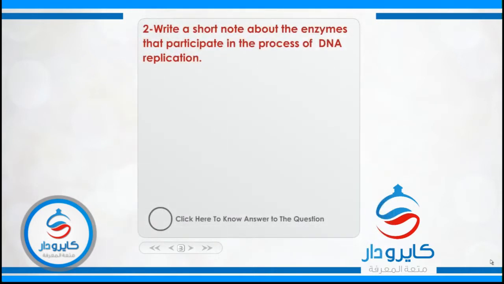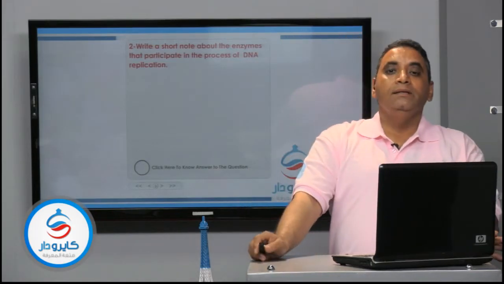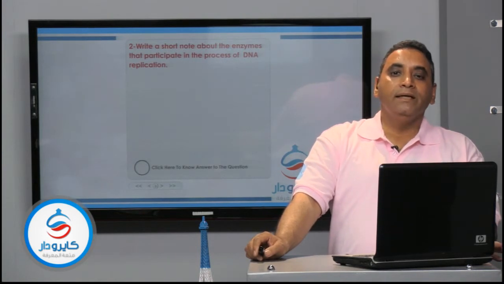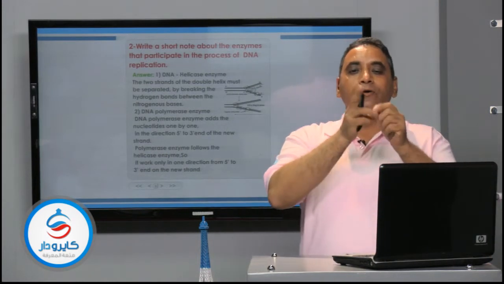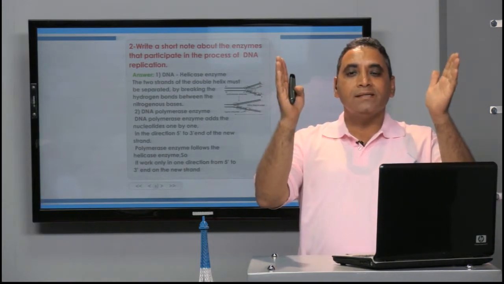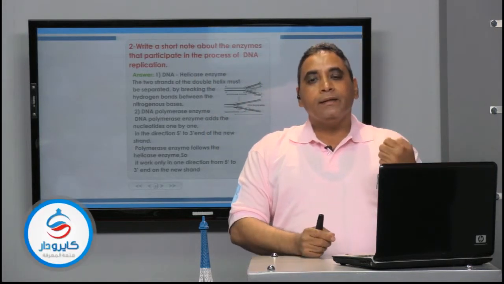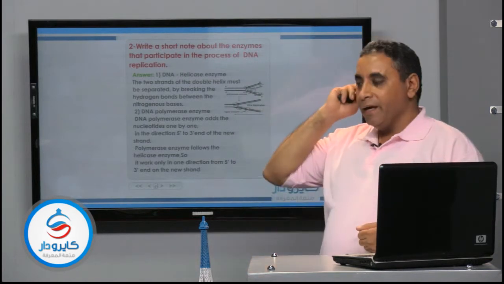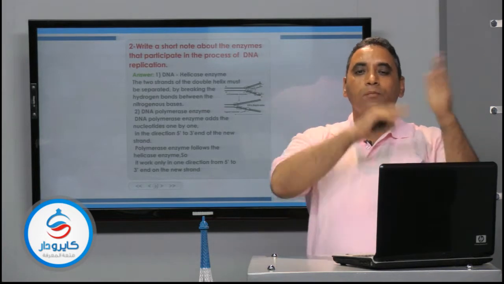The next question: write a short note about the enzymes that participate in the process of DNA replication. We understand that the replication of DNA needs the presence of three enzymes: DNA helicase, DNA polymerase, and DNA ligase. The DNA helicase is responsible for breaking down the hydrogen bonds between the nitrogen bases to separate the two strands of the DNA. That means to help each strand act as a template to form the other one.